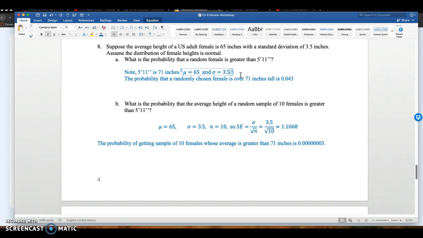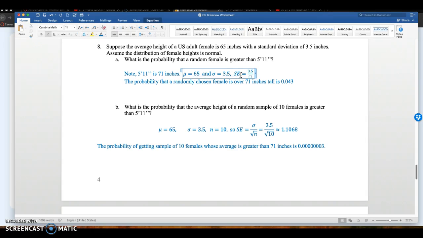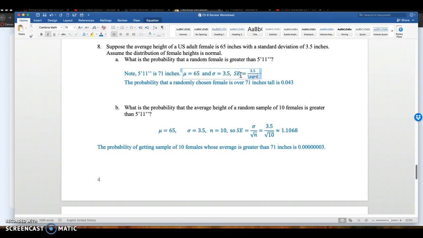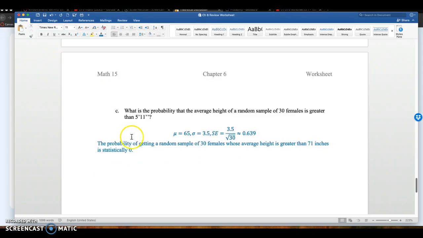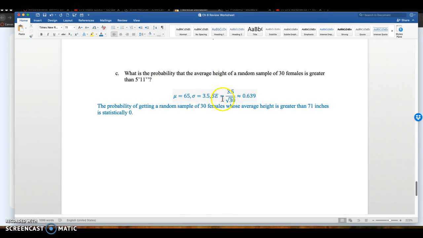All right, just as a quick summary, I didn't write this up here, but we could have written standard error is 3.5 divided by the square root of n. For the first part, we're just looking at one person, so the formula still works: 3.5 divided by the square root of 1. Square root of 1 is just 1, so we end up with 3.5. And that's why we had a much higher probability of getting one person 5'11" or taller, but much less likely to get 10 whose average is 5'11", and essentially impossible to get a group of 30 whose average height is greater than 5'11".